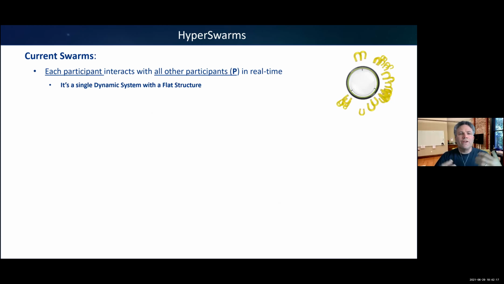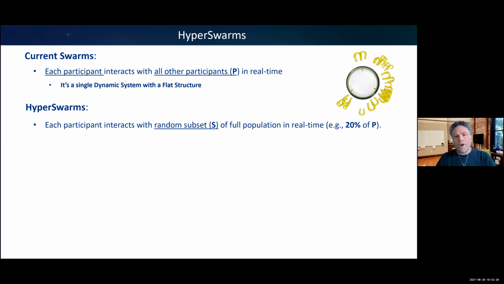It's basically a single dynamic system with a flat structure. With hyperswarms, we're now looking at a new structure where each participant interacts with a random subset of the full population, maybe 20% of the full population. In addition, each of these random subsets overlaps with n other subsets.